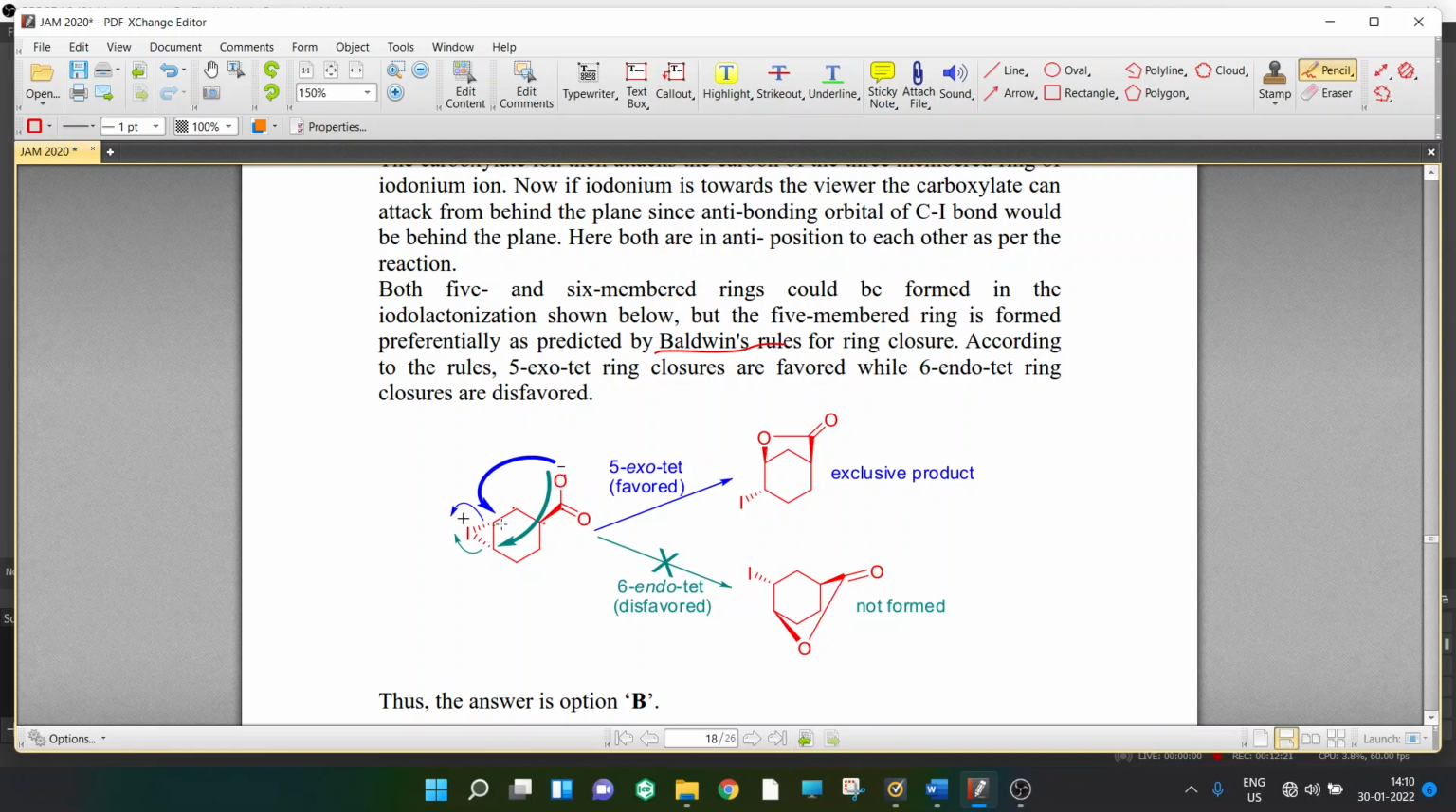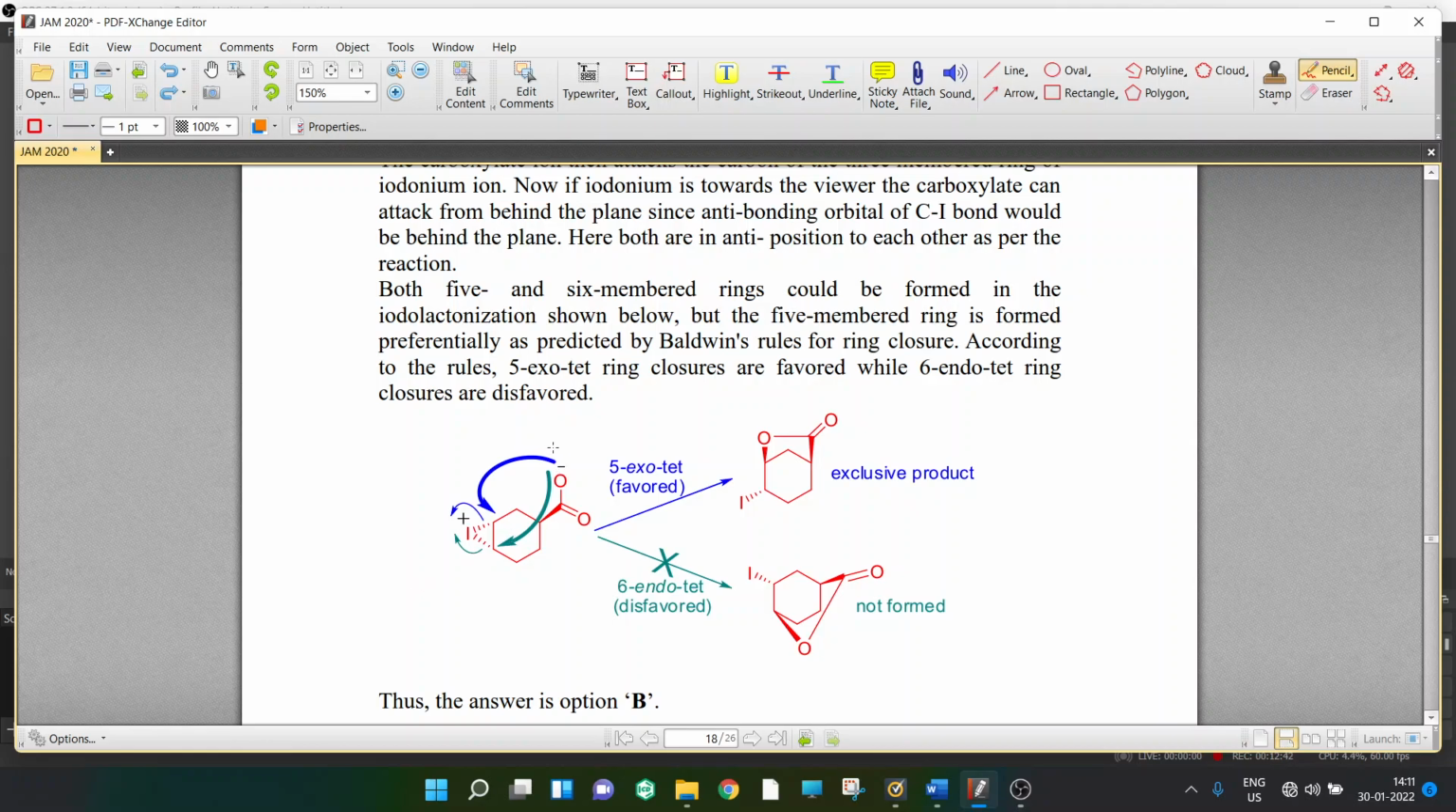If the attack happens here, we call it 5 attack, right? Whereas if the attack happens here, then what happens? It is 1, 2, 3, 4, 5 and 6. So this is called attack at position number 6. That's how we number them when we talk about Baldwin's rule.